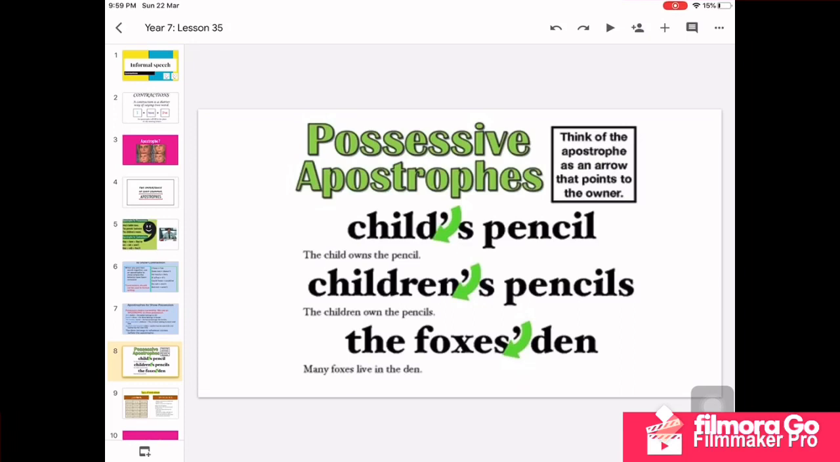Okay, think of the apostrophe as an arrow that points to the owner. So as I said, child's pencil. So the child owns the pencil. Now the children, it's okay for you to put apostrophe and S right after the apostrophe. The children own the pencils. The fox's den. Many foxes live in the den. So far so good? I hope so.